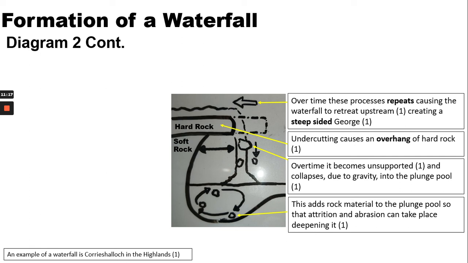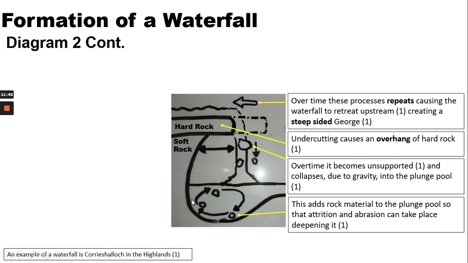The undercutting we've talked about causes an overhang of hard rock. Just mentioning that overhang like this can give you a mark. Over time, the overhang becomes unsupported and it collapses. You can see that's this arrow here labelled, and these bits of rock fall into the plunge pool. Those rocks add material into the plunge pool that helps the attrition and abrasion take place and cause that deepening.